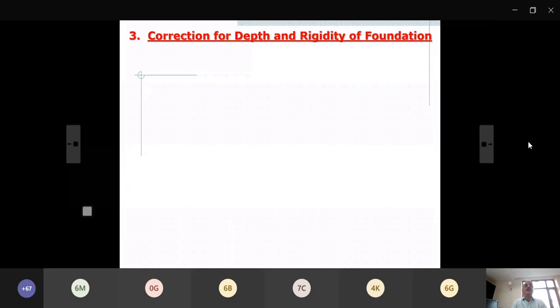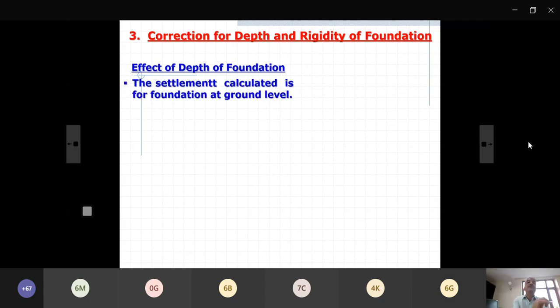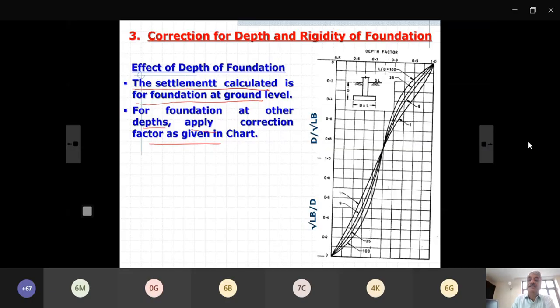Yes. Now there are some corrections which are applied for depth and rigidity of the foundation, again given in IS code. First is effect of depth of foundation on settlement. Now these settlement calculations all assume that the foundation is at ground level, but your foundation will be embedded into the ground. So for a foundation at a certain depth, apply the correction factor as given in the chart.